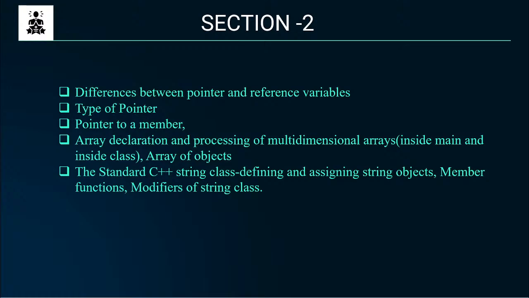Now come to the standard C++ string. A string is the same as a char array, but a little bit different. In a char array you need to define the size, like 15, so you can store only up to 15 characters. But in C++ you have the keyword string. By using that keyword you can store unlimited characters. You don't need to mention the size. So that's all about strings.